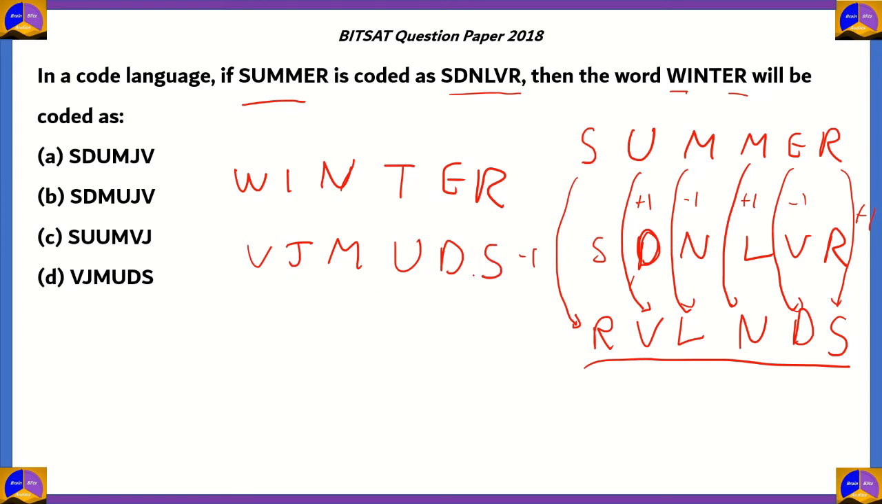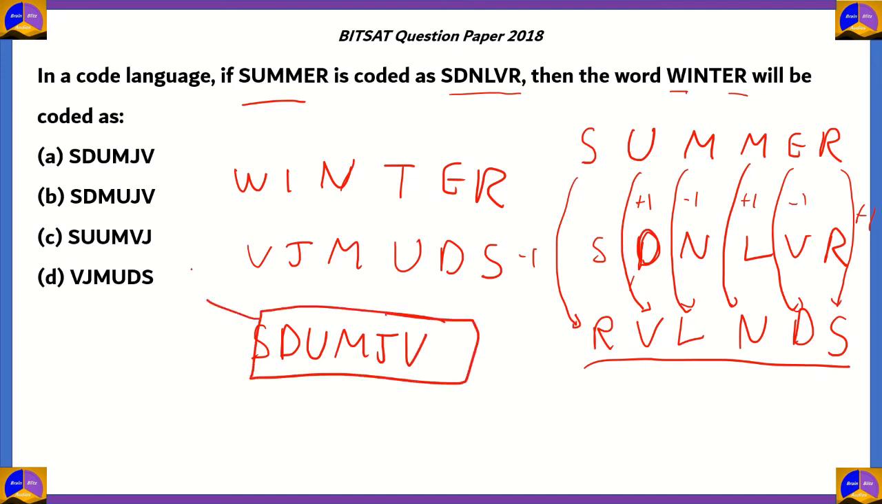So VJMUDS is the code we get. So we need to invert this to get the actual code, which is SDUMJV. So this is the correct code for the word winter. So SDUMJV is the same sequence as that found in option A. So therefore, option A is the correct option for this question.